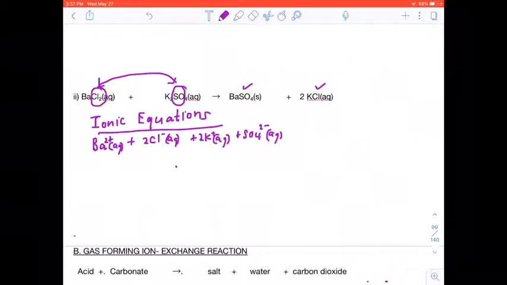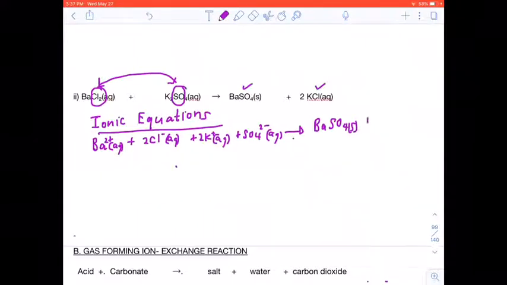You need to ensure that the charges are balanced. For instance, potassium has 2 plus and SO4 2 minus, and that whole ionic substance is neutral. So ensure that neutrality is maintained by putting your charges on the respective ions appropriately. Then we have BaSO4, it's our solid.